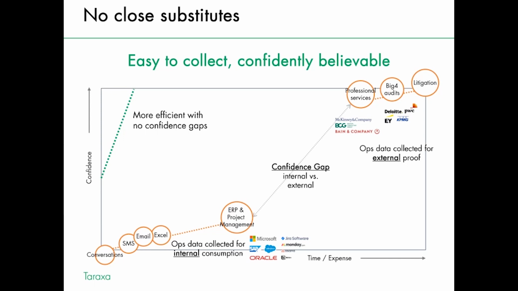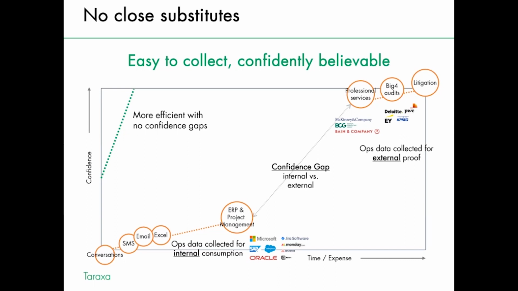You got to get professional services companies to come in, do commercial due diligence. You got to get the financial auditors or, the ultimate costly thing, but it's really the final verdict on everything, which is litigation, right? So this is what we have today, right? This is what we have today in terms of how costly it is to collect operational data and how much confidence you have on operational data, with a big confidence gap in the middle, right? When you go from internal consumption of this data into external consumption, right?